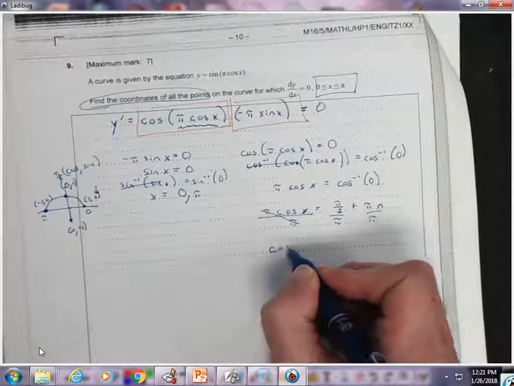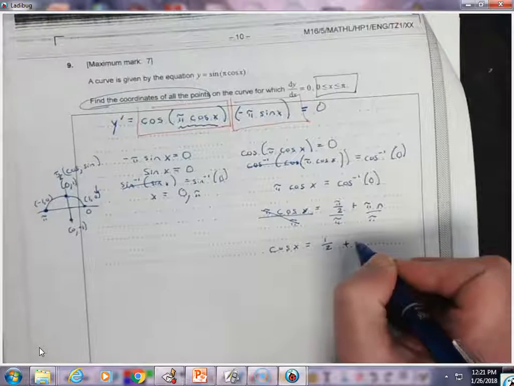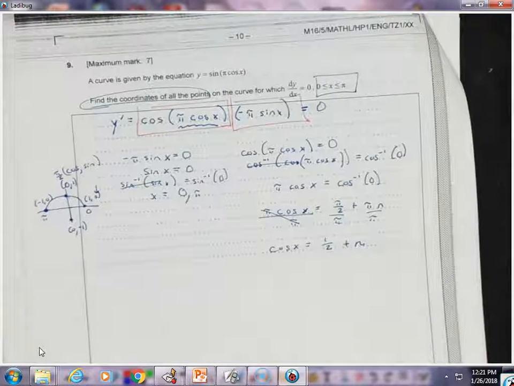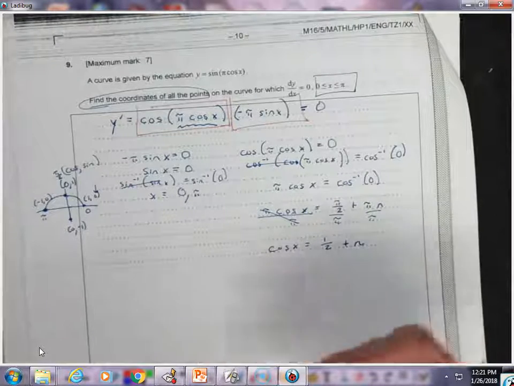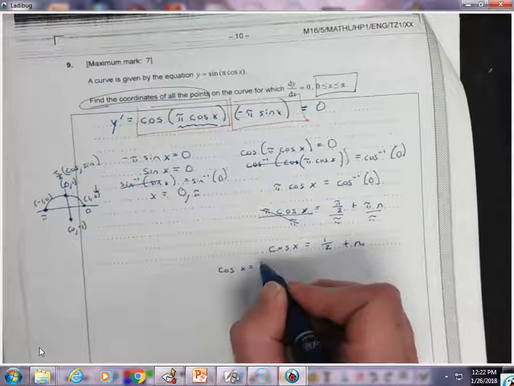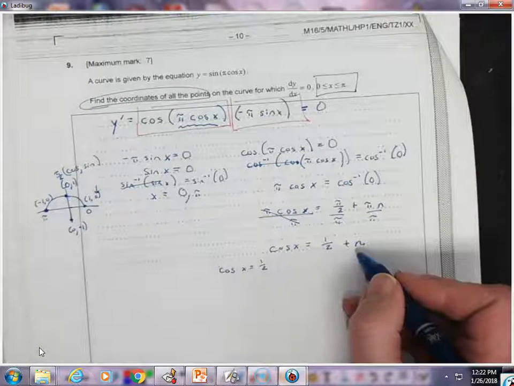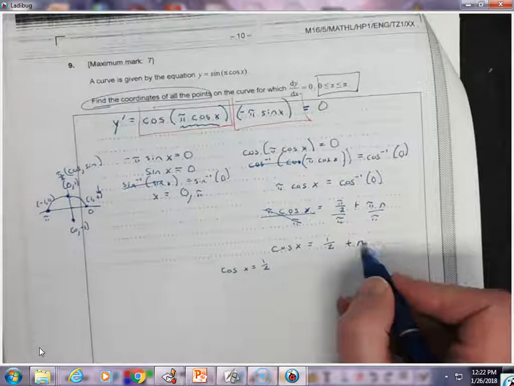So then I have cosine of x equals, the pi's cancel, you just have a half plus n. Okay, and so I need to consider this. I could have n are just your integers. So I could have cosine of x equals a half. If I put a 1 in there, cosine x equals 3 halves. Well, cosine can only be between negative 1 and 1. So that won't work. I don't need to go any higher.